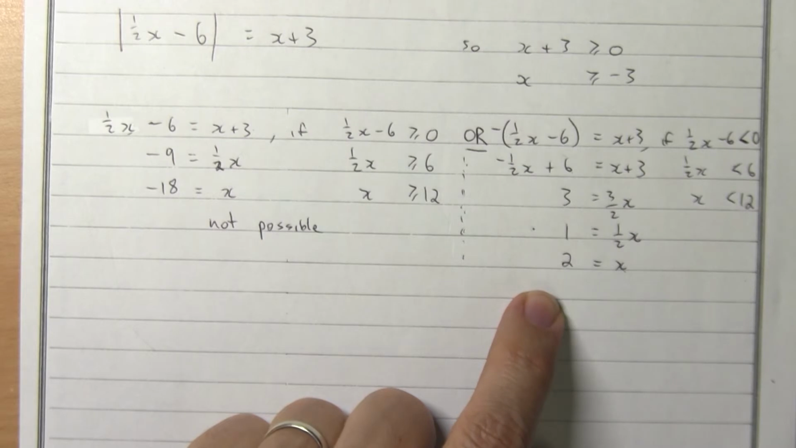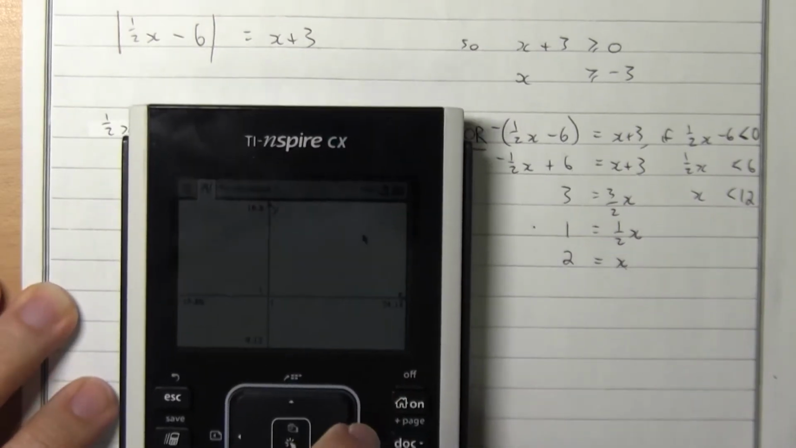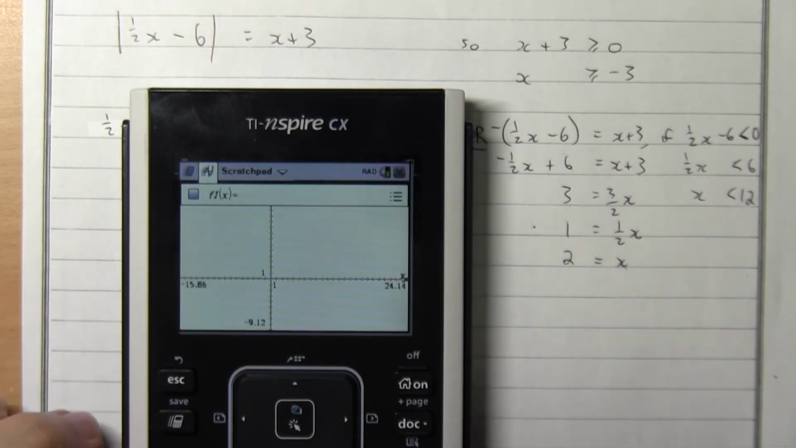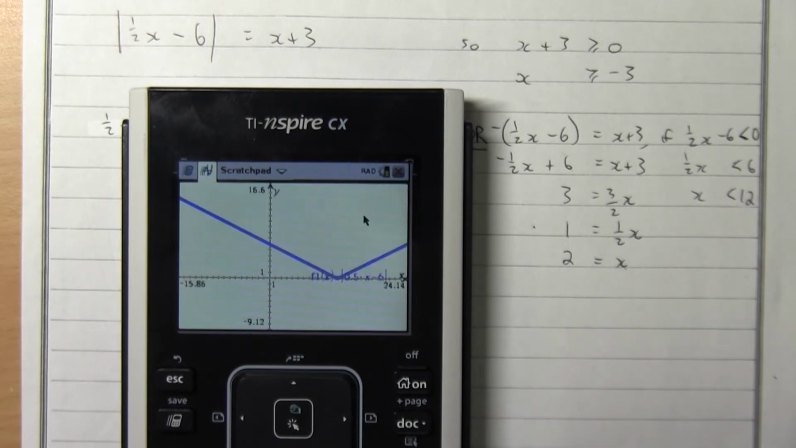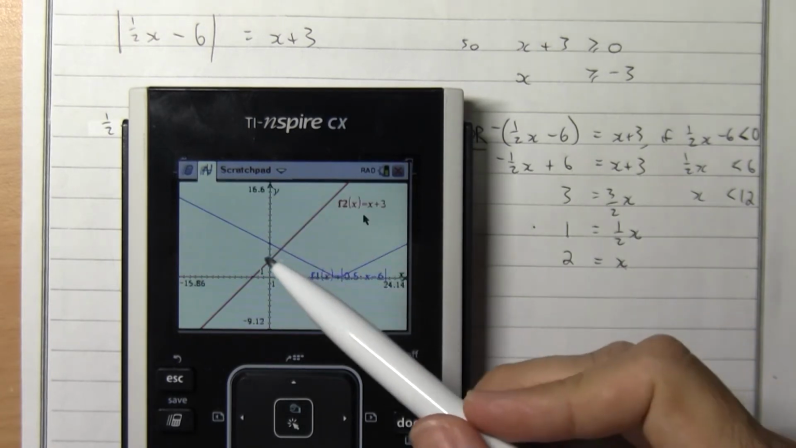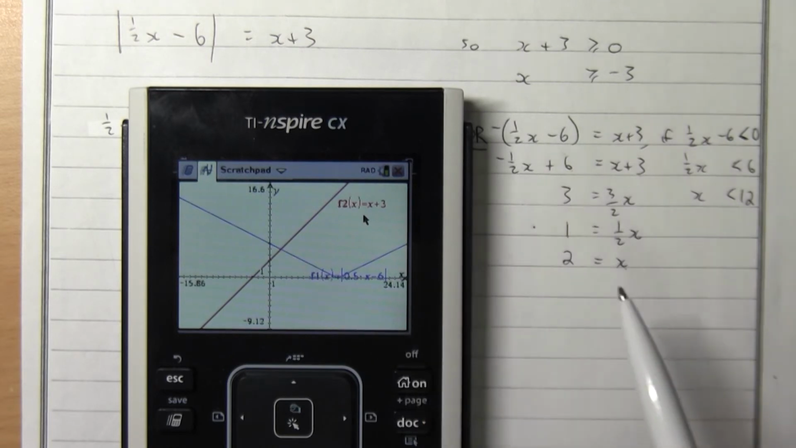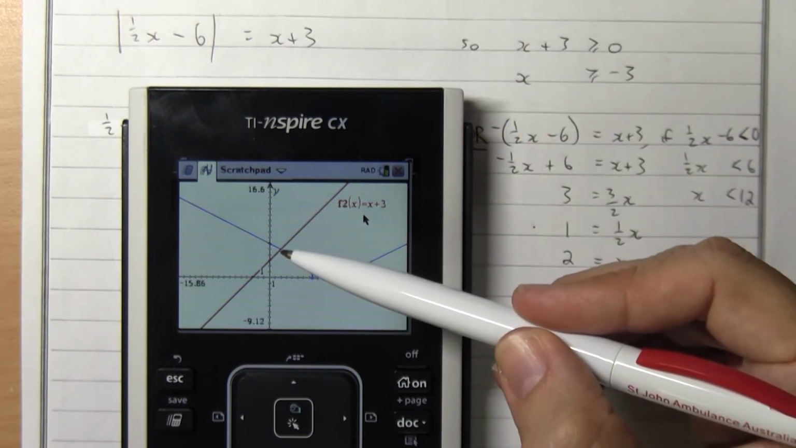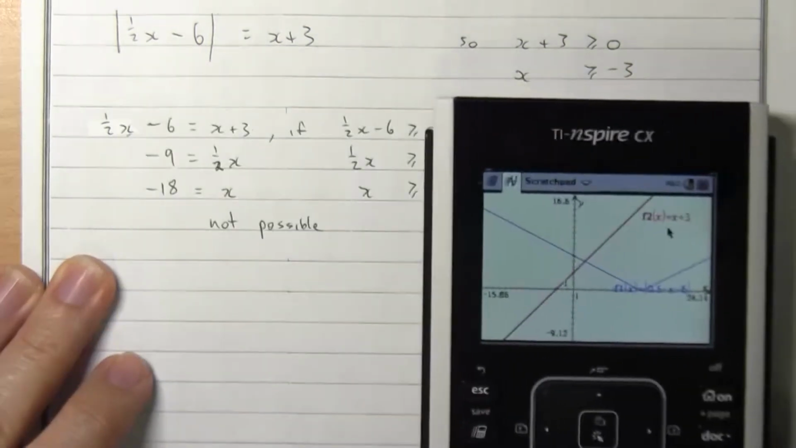Now let me show you graphically what's happening here. Let me put in my two equations. The absolute value of half x minus 6 and x plus 3. Find where they intersect here. This point is 2 and something. It must be 5. It's 2 plus 3 is 5. That's this point here.